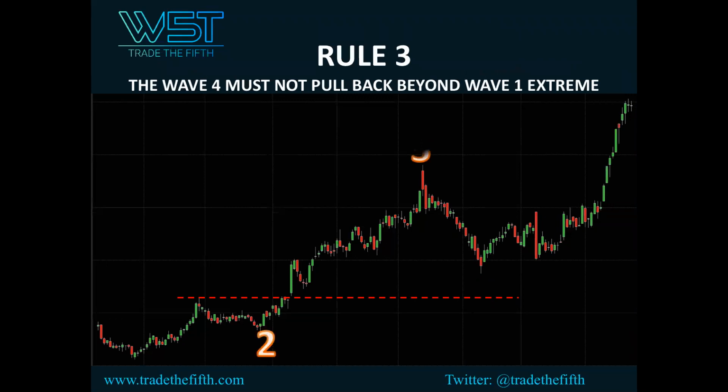So rule 3, wave 4 must not pull back beyond the wave 1 extreme. This is important. That profit taking pullback, if it pulls back below that wave 1 extreme, the trend has failed. It's pulled back too deep. The profit taking's gone too far. The herd is going now. You can put the brakes on, but it's really difficult. So that's critical.